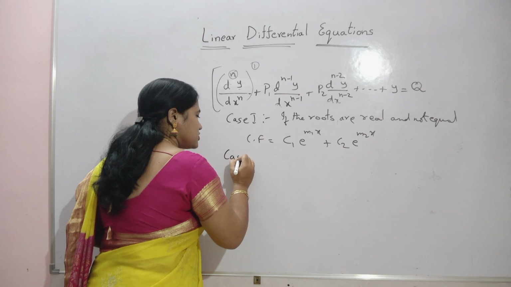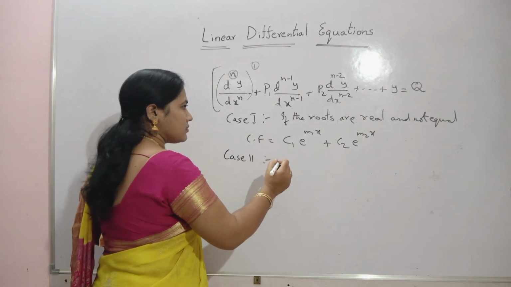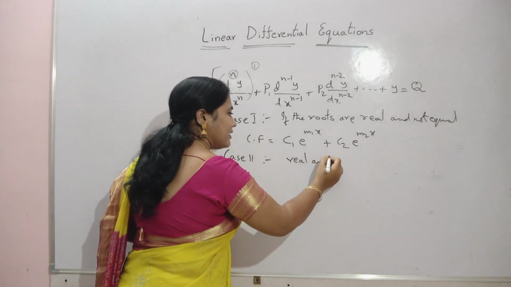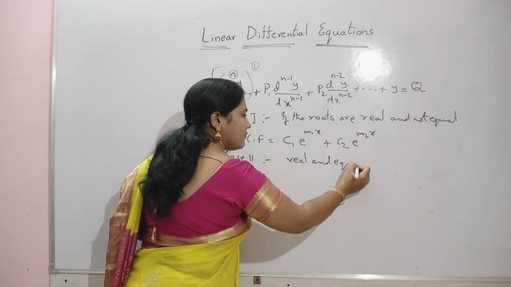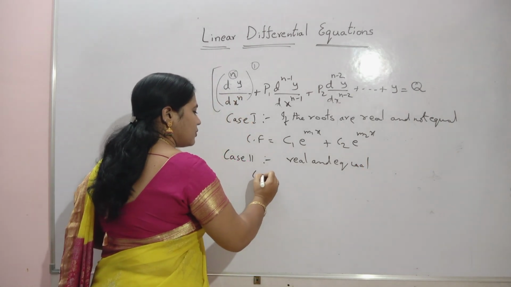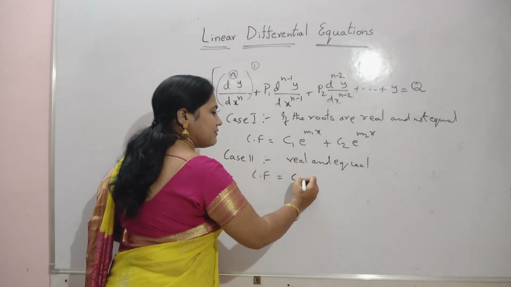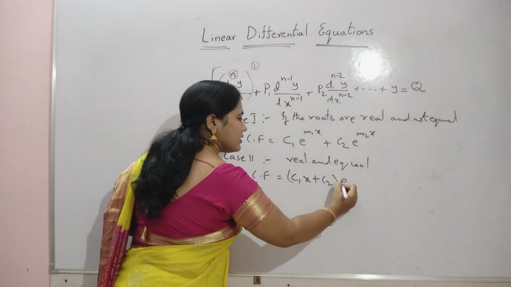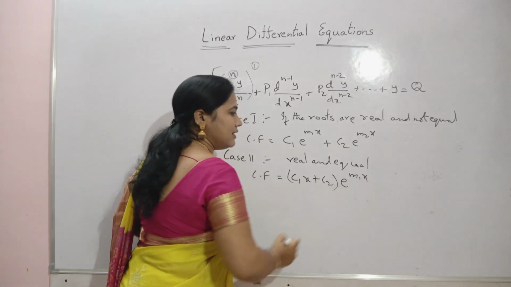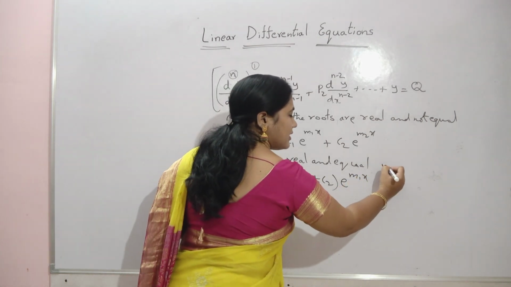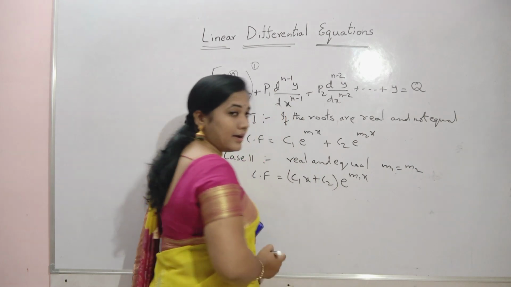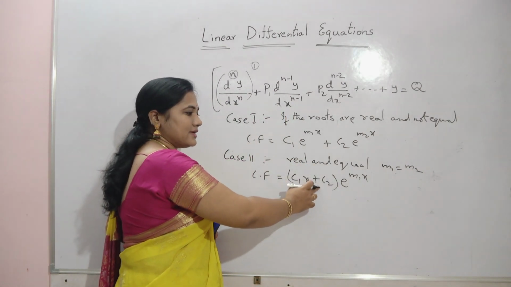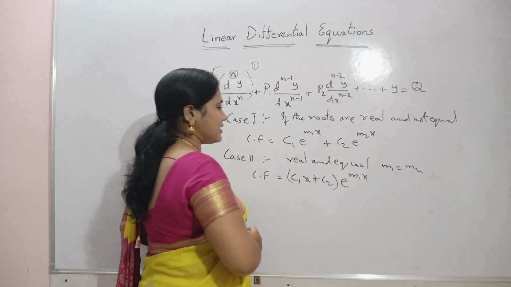And now coming to case 2. If the roots are real and equal, then the complementary function is (C1 x plus C2) e^(m1 x), where m1 equals m2. The roots are real and equal, then the complementary function is (C1 x plus C2) e^(m1 x).